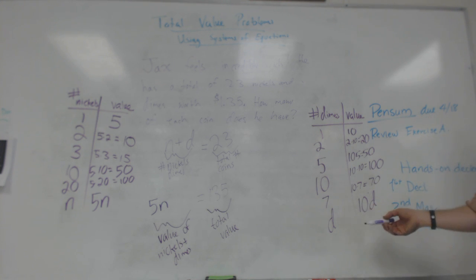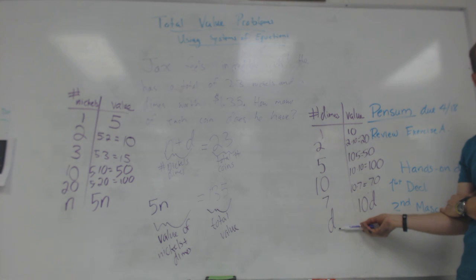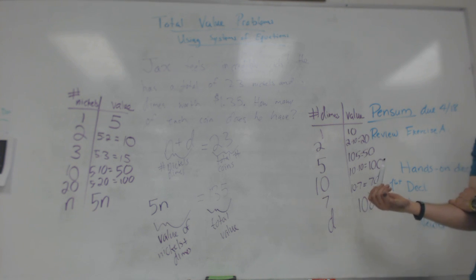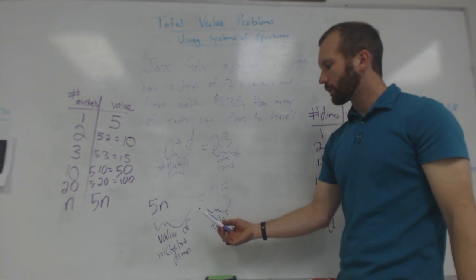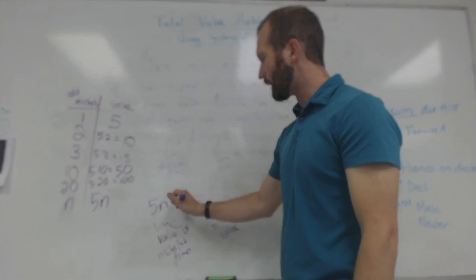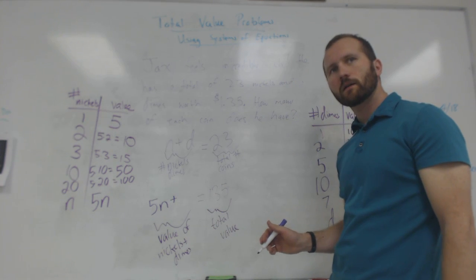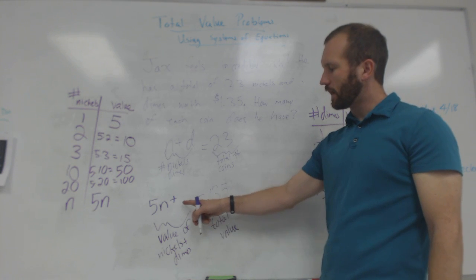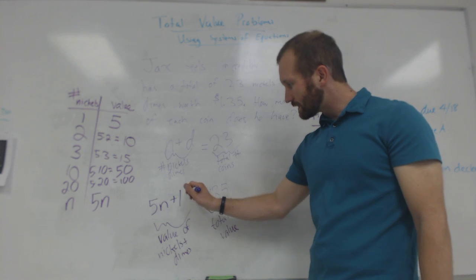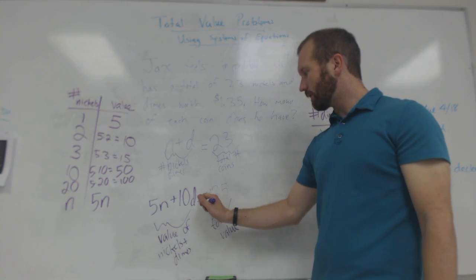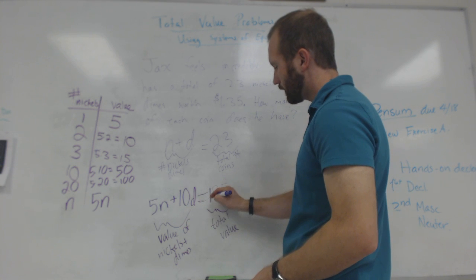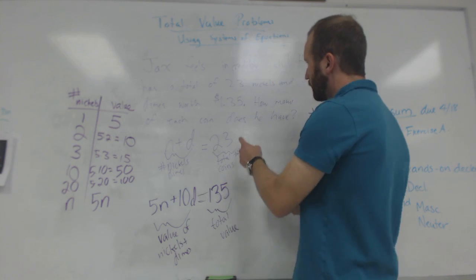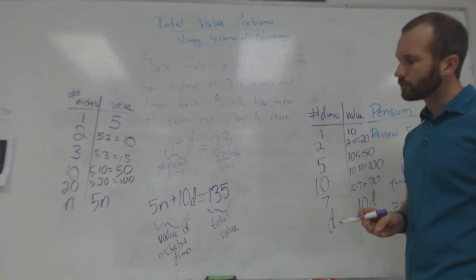Maddie and Jake, do you understand this last row here? 10d means the value of d dimes, right? Because each one is worth 10 cents. So the value of nickels, 5n, plus what? The value of dimes, 10d. The value of nickels plus the value of dimes has to add up to the value of his coins.